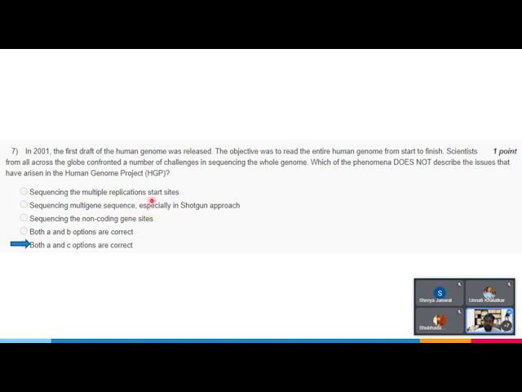So the options that are correct or do not pose any problems include the sequencing of multiple replication start sites and sequencing the non-coding gene sites. So the correct option is A and C. So this is the correct one, because these two were not essentially problematic for the entire genome sequence.